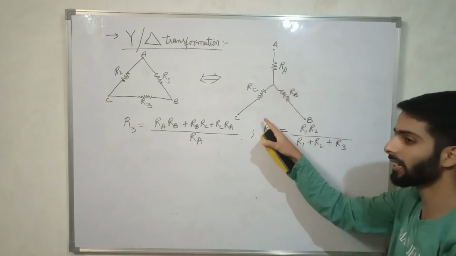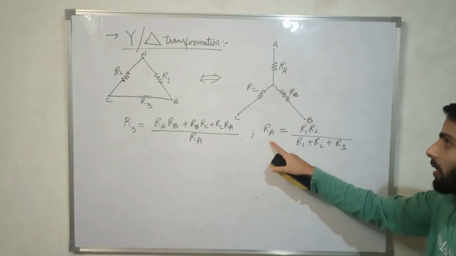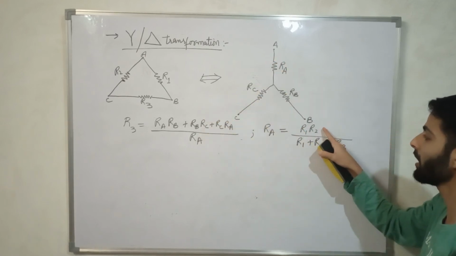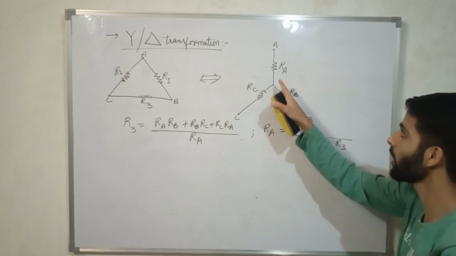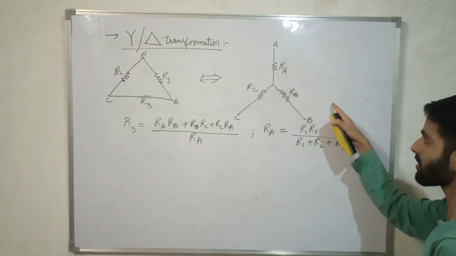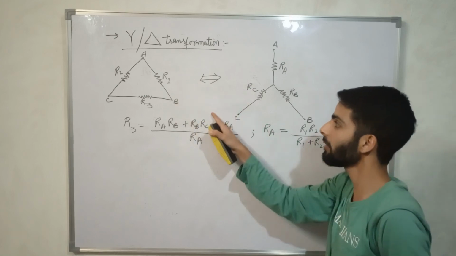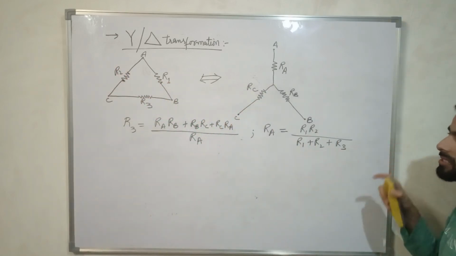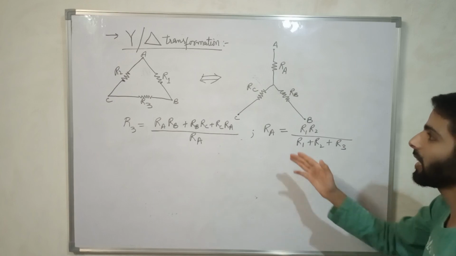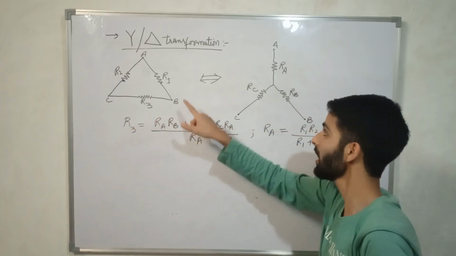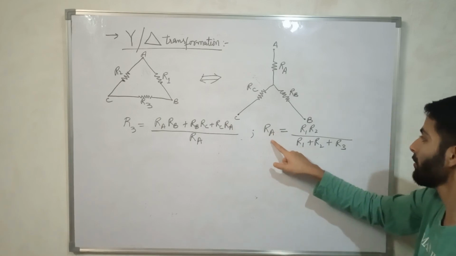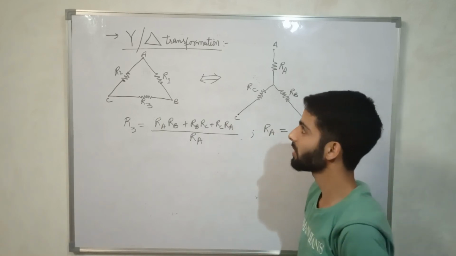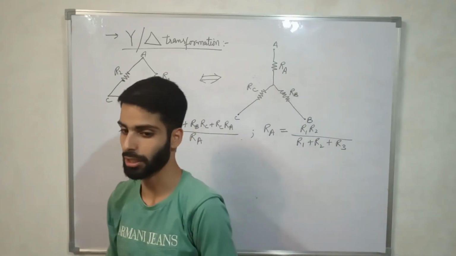If we have to find star resistance in terms of delta, then it will be the side branches R1, R2. RA has side branches like this, R1, R2, divided by all the delta resistances added. Likewise, you can find all the resistances. I have found R3 from this section and RA from this section. You can find all other resistances. So this is star delta transformation.